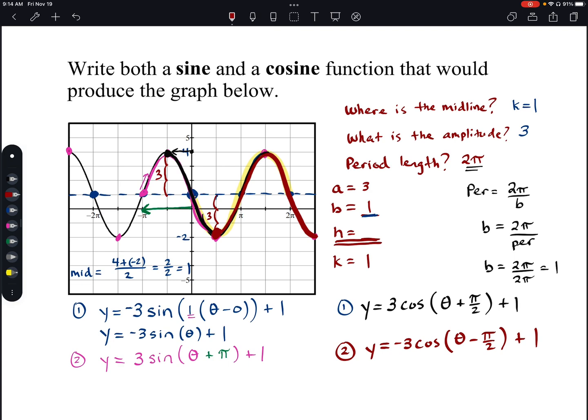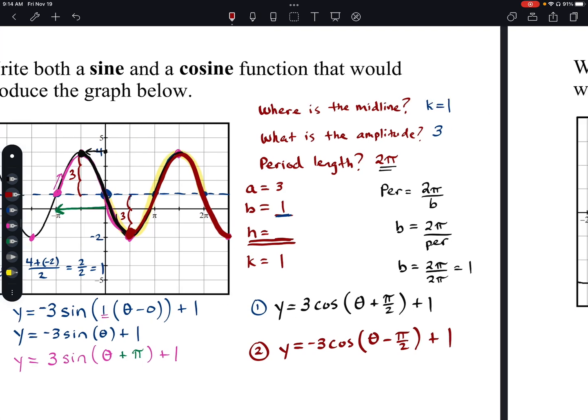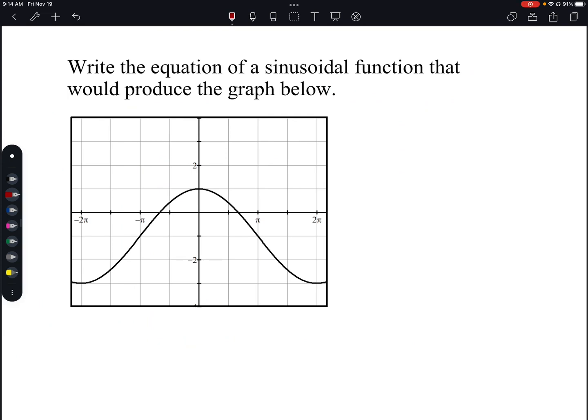Hopefully that makes sense. There's plenty more that you could find on that one. All right, so let's do another one. It says write the equation of a sinusoidal function that would produce the graph below. So when I look at this one here, it kind of jumps out to me that this is a cosine function right here.